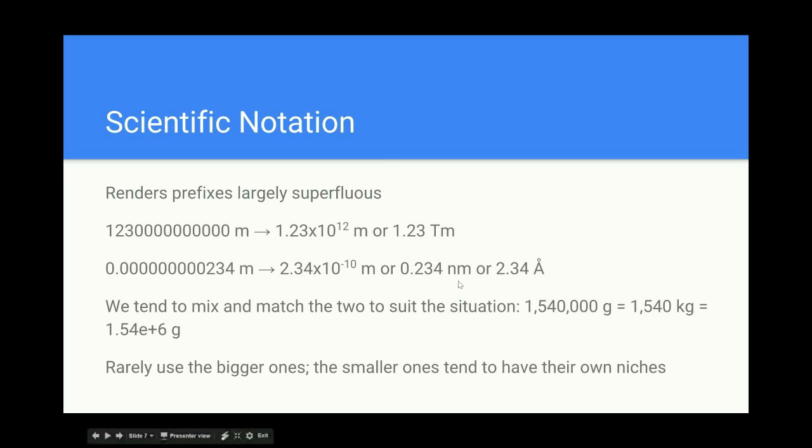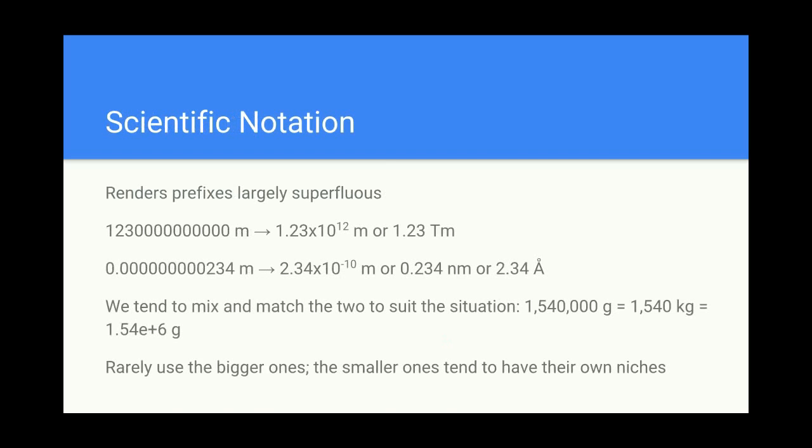Like nanometers are often used for describing wavelengths of light, centimeters for distance less than a meter, just the size of common objects. Angstroms, like I said, for bond lengths, things like that. Microns, micrometers are used to describe wavelengths of microwave light, and so on. You're going to have to be familiar with both, and you're going to have to be able to do math with both. These show up kind of all the time.